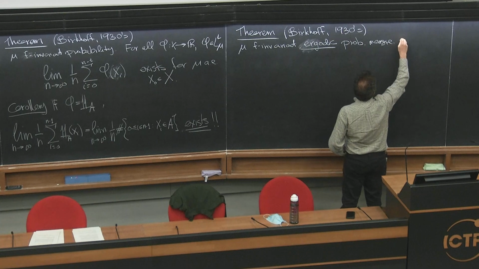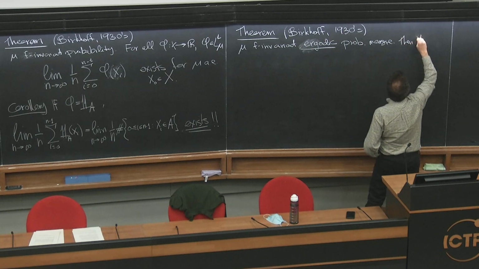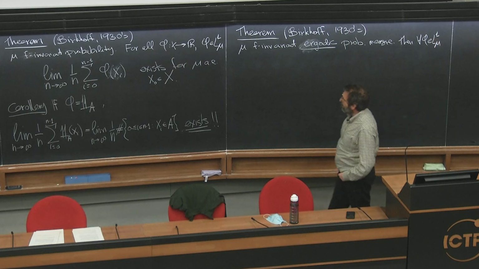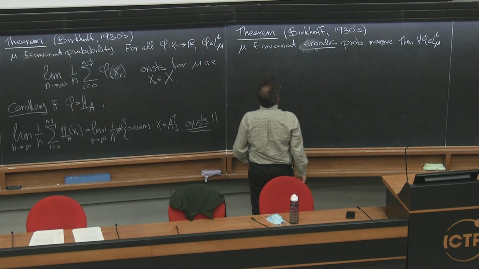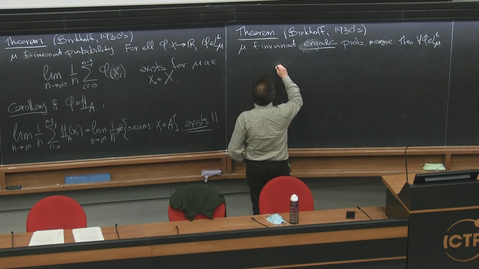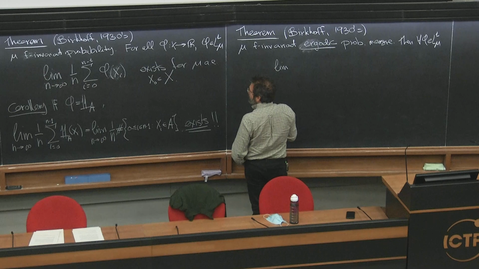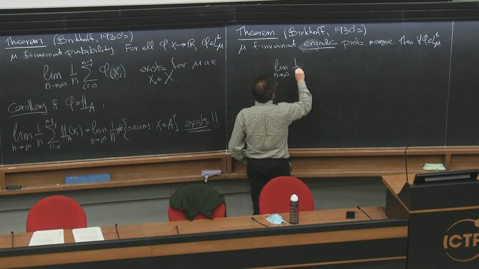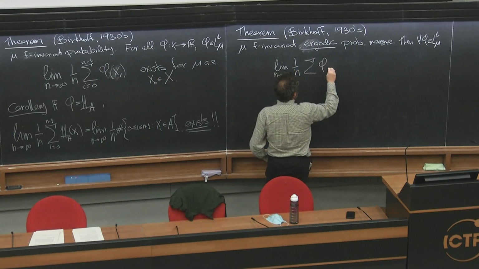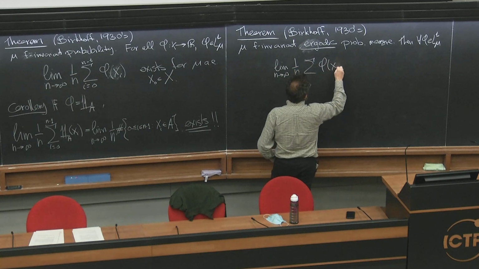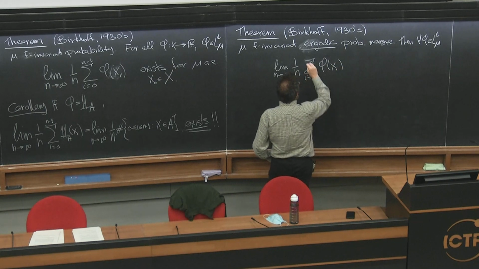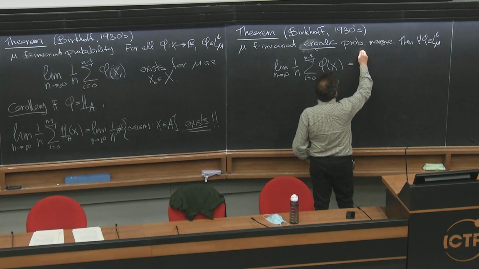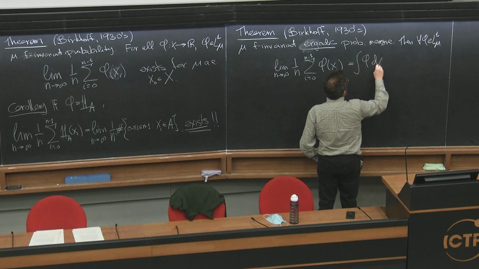Okay. Then, for all phi in L1 of mu, we already know by the invariance that this limit exists. And the amazing thing here is that we know what this limit is. This limit is exactly equal to the integral of phi.